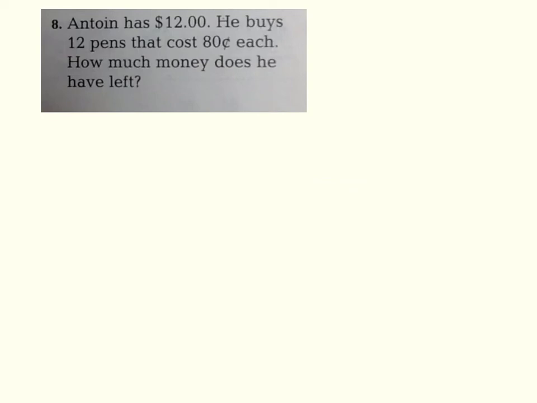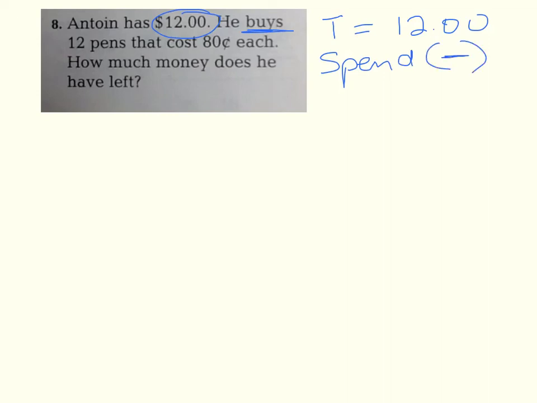Okay, let's move on to some problem solving. Let's look at our worksheet on number 8. We're going to work on that one together. Number 8 says, Anton has $12. That means that he has a total of $12. He buys, which means he's going to spend some money, which means we're going to be subtracting that money. He buys 12 pens that cost 80 cents each.